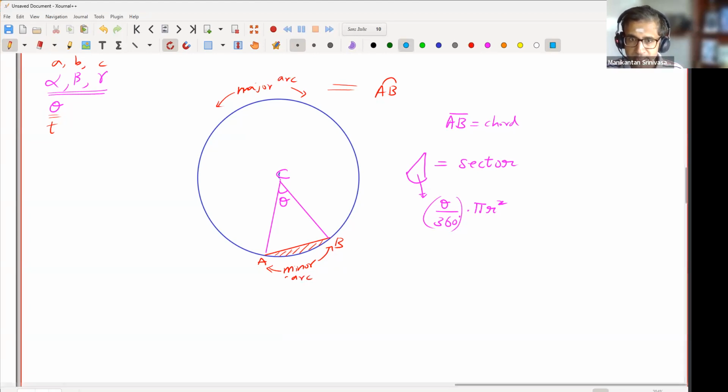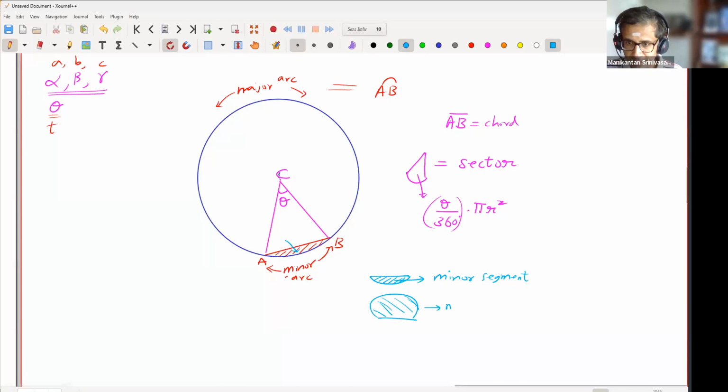Now, the portion which looks like this is the minor segment, which stands for this area. And the entire other big portion, this one is the major segment. Make sense?